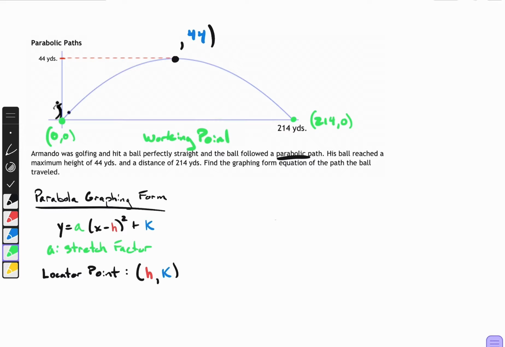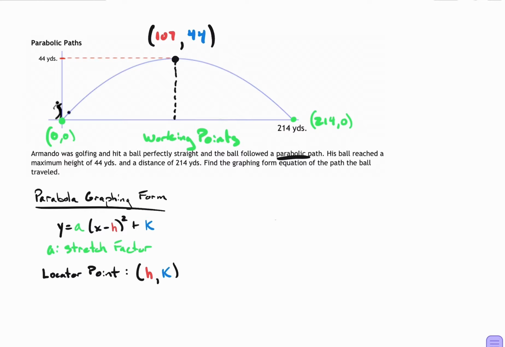So there are working points, but for right now what they help us do is figure out where this vertex is. Because this graph has symmetry, because it's a parabola, we know that smack dab in the middle is going to be the X value of that vertex, which would be 107, because 0 to 214, the middle of that is 107. So from right there, we have our H and our K already. We really haven't done all that much other than just reading the problem.